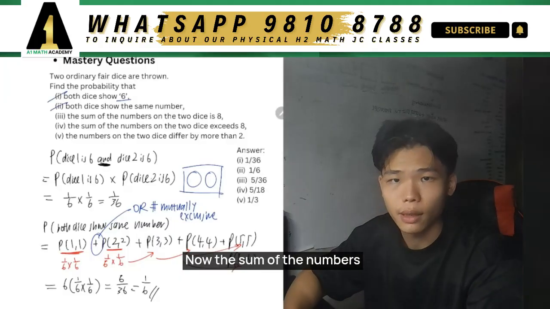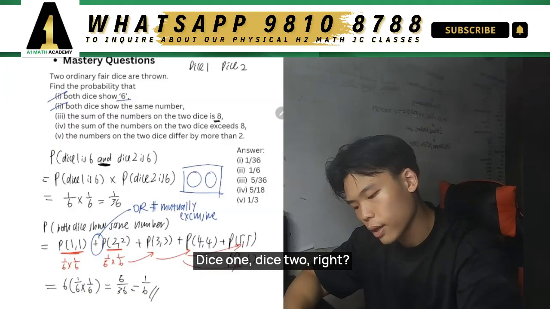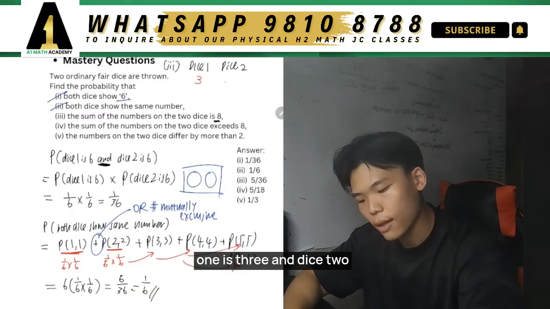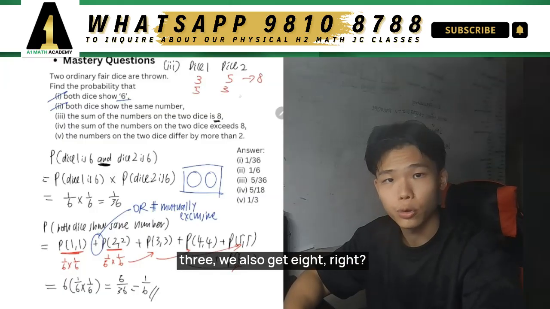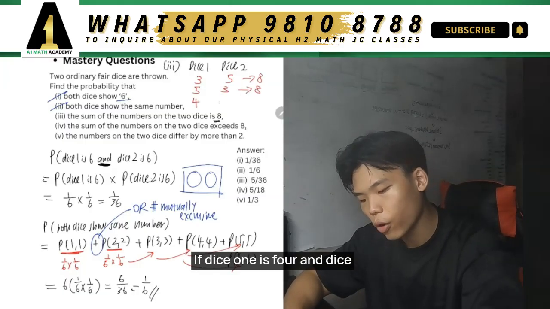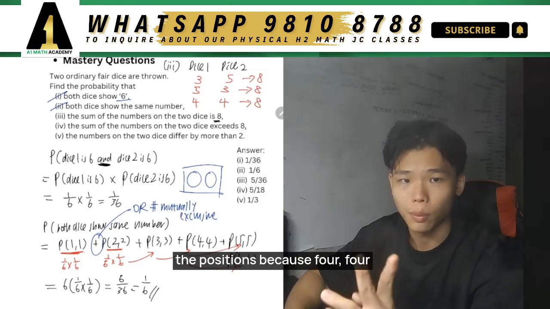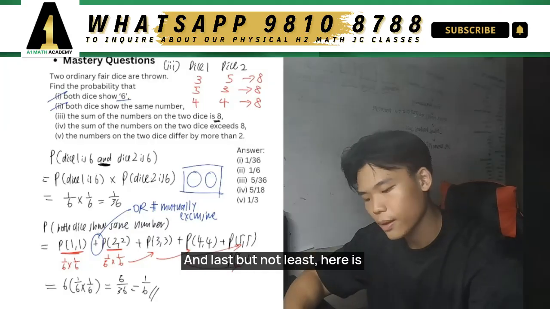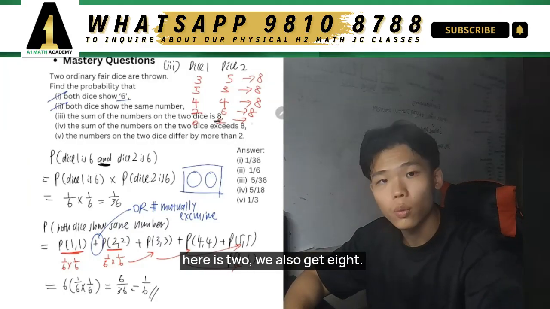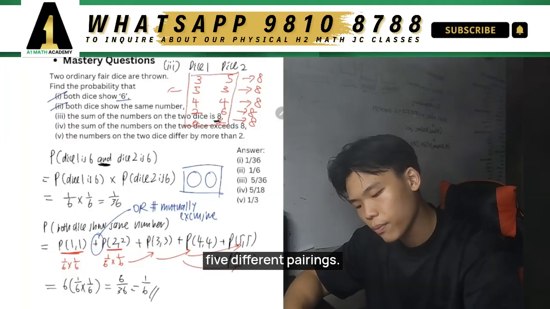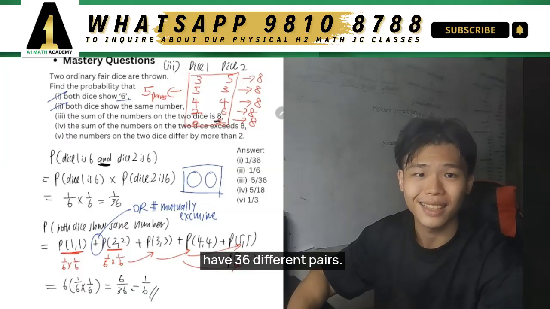Now, the sum of the numbers on both dice. So for triple I over here, dice 1, dice 2, right? If dice 1 is 3 and dice 2 is 5, we will get 8. If dice 1 is 5 and dice 2 is 3, we also get 8. If dice 1 is 4 and dice 2 is 4, we also get 8. Now, since both 4 are the same, we don't need to swap positions because 4 and 4 is the same thing. And last but not least, here's 2, here's 6, we get 8. And when here is 6 and here is 2, we also get 8. So in the end, we have 5 different pairings, 5 pairs. Or how many pairs in total? In total, we actually have 36 different pairs, right?